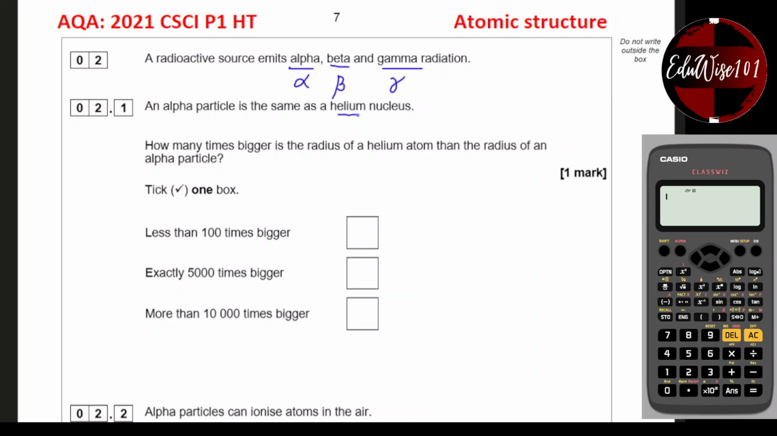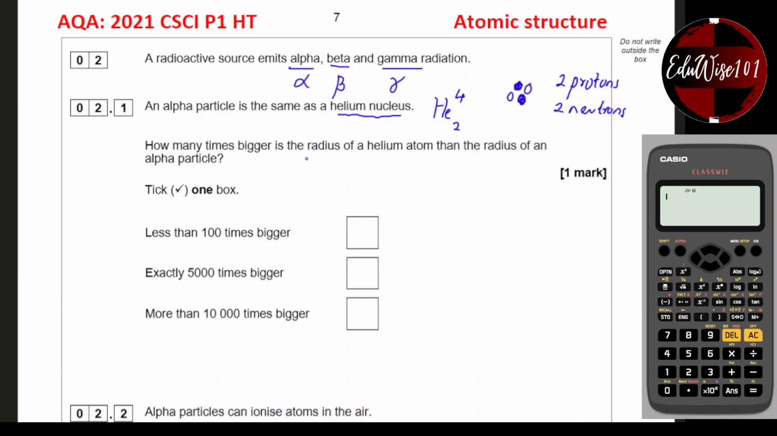Now, if it's a helium nucleus, if you think back to your periodic table in chemistry, that's the information that you get in the periodic table. What this suggests is that a helium nucleus has 2 protons and 2 neutrons. Because it's the nucleus, it's not the atom, it doesn't have any electrons.